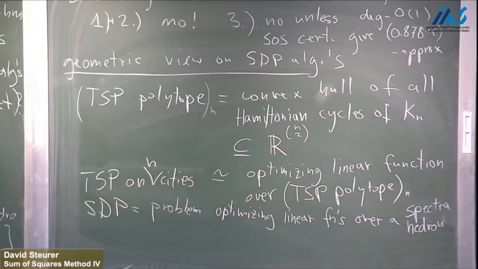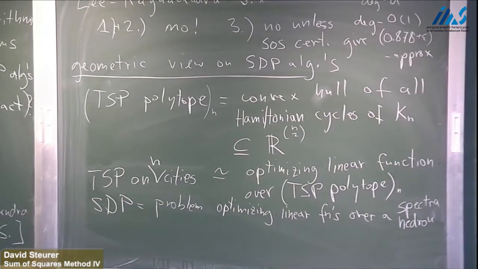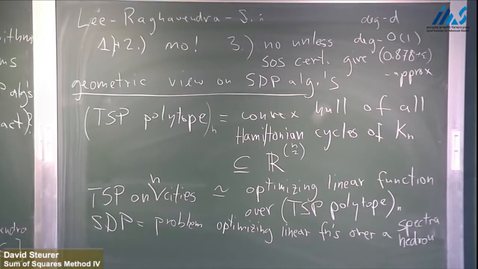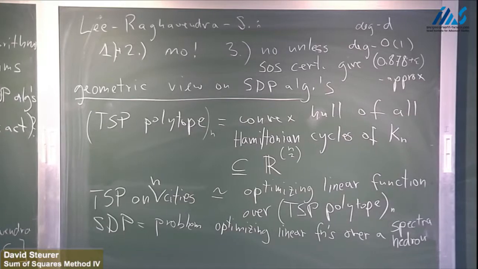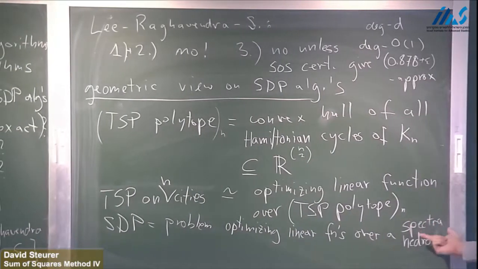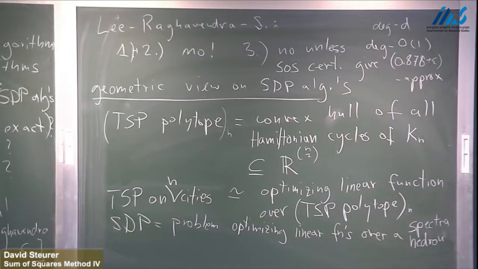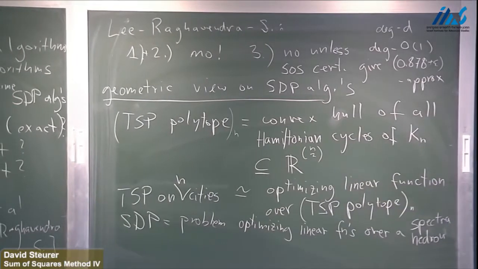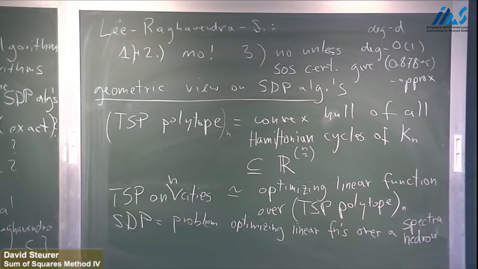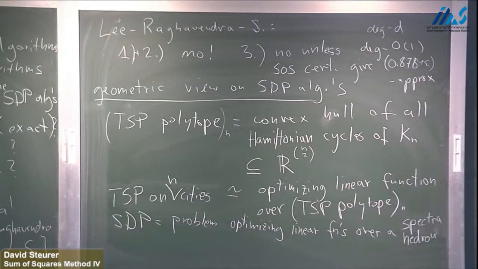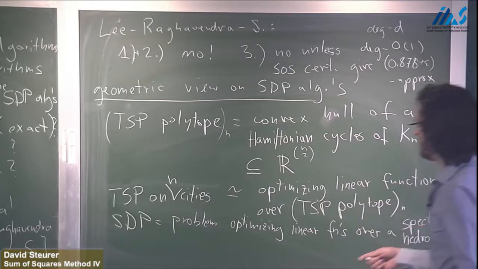So maybe you know that linear programming is the problem of, given a linear function and a polyhedron, optimizing the linear function over the polyhedron. And there's an analogous notion, a generalization of polyhedra, which is called a spectrahedron, and that corresponds to optimizing linear functions over these kinds of convex sets. That's what semidefinite programming means. And so what's a spectrahedron?